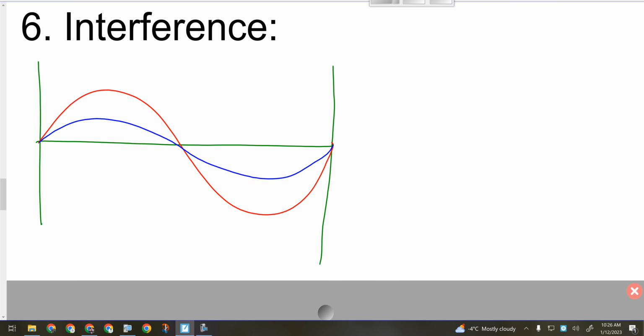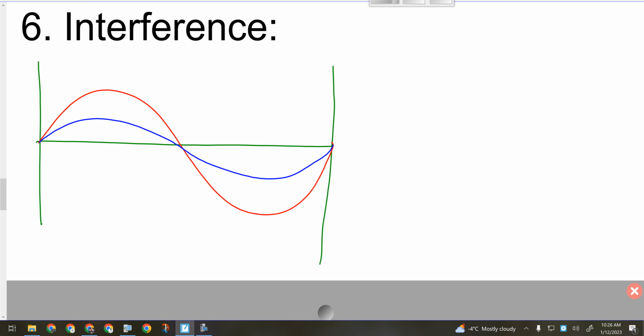Constructive. How do we know that? Because they're crest and trough. Right, they line up. They're what we call in phase. I might use that terminology on the exam. If they're in phase, it means they look like this. If they're out of phase, it means when one is up, the other is down. So these are in phase and will interfere constructively.